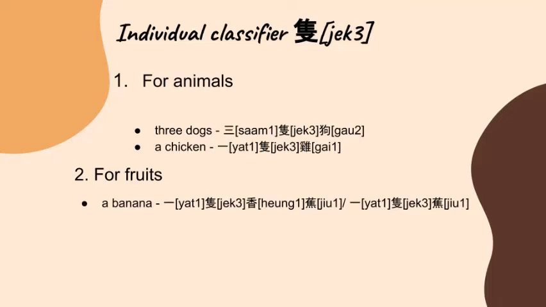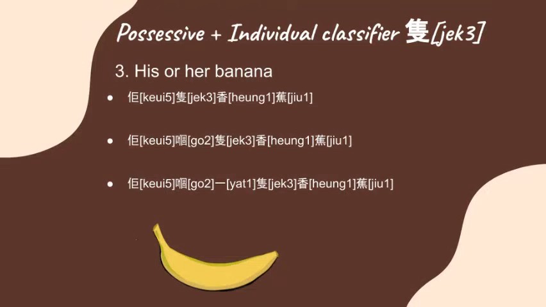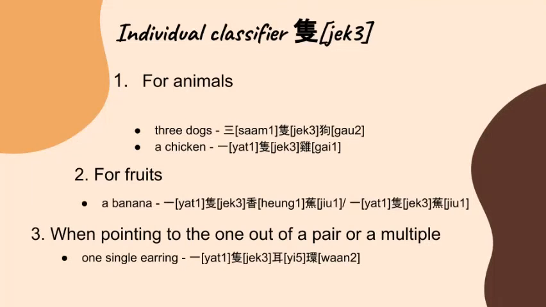And for fruit, in the example of a banana, you can say instead of 一條蕉, you can say 一隻香蕉, or 一隻蕉 for just a banana. And for his or her banana, you can say 佢隻香蕉, or 佢嗰隻香蕉, or 佢嗰一隻香蕉. Now, when you just want to point to a single one of the items out of a pair or a multiple, you can use 隻 as well.